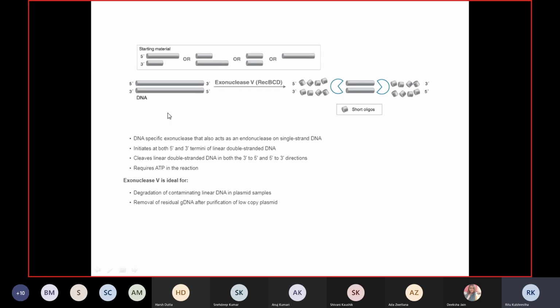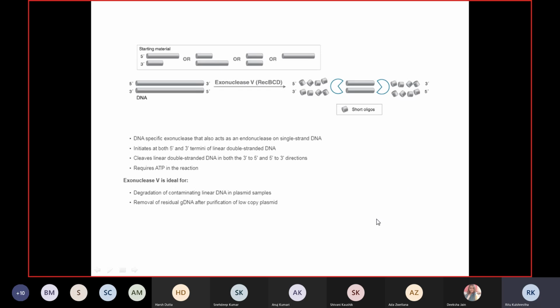So for example, exonuclease 5, what is its speciality? It is the fact that it degrades the contaminating linear DNA. So it acts on linear DNA, but it does not act on circular DNA. So if your plasmid preparation has contamination from linear DNA, that is chromosomal DNA, which obviously will be broken into small pieces, it will not remain circular, even if it's a bacterial chromosome. That can be removed with the help of exonuclease 5, and it will not act on the plasmid.